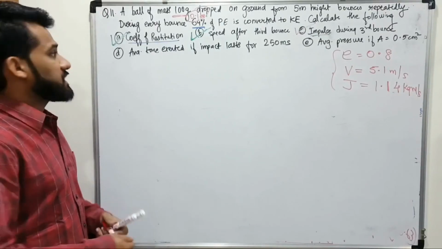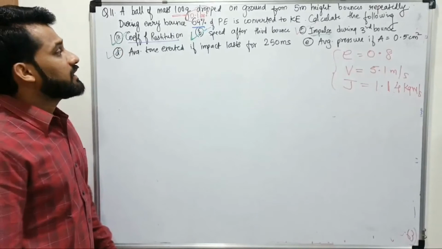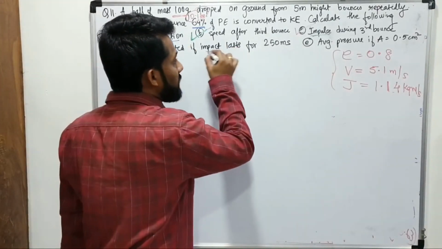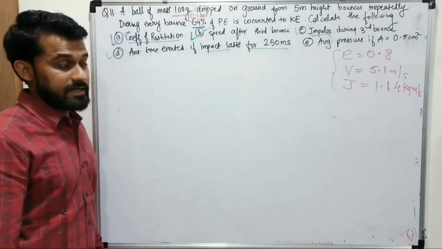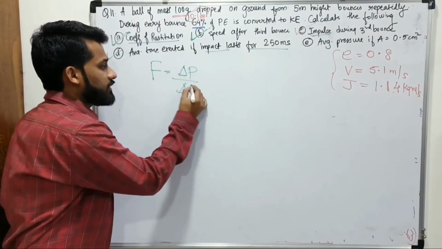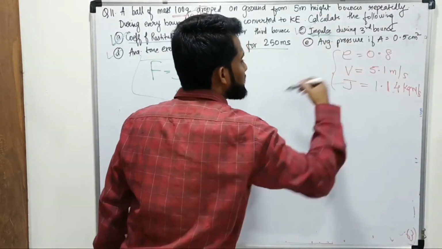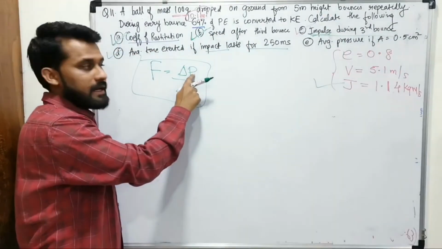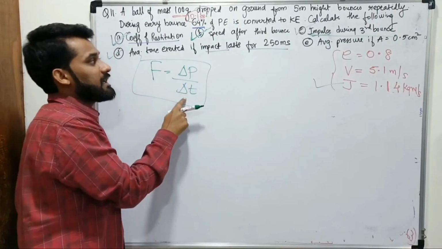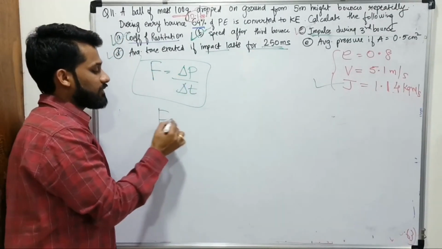So the next question is average force. What is the average force acting if the impact lasts for 250 milliseconds? Now force is defined as rate of change of linear momentum. Impulse तो already calculate किया है. Impulse is nothing but change in momentum. And change in momentum upon time अगर किया, time is given for this particular question, you can calculate force. So what will be the average force?